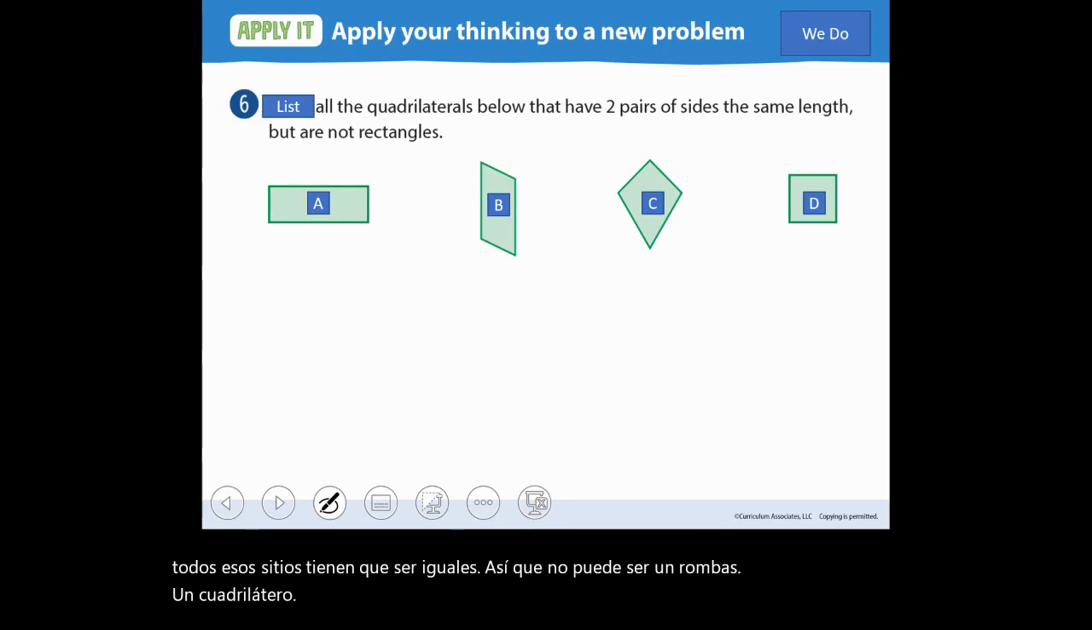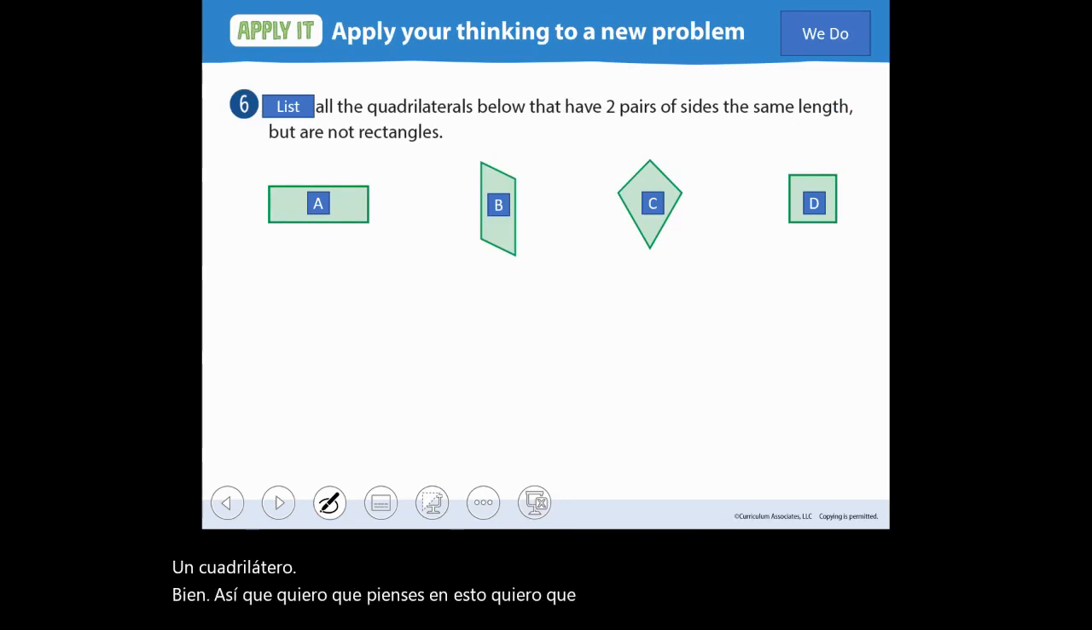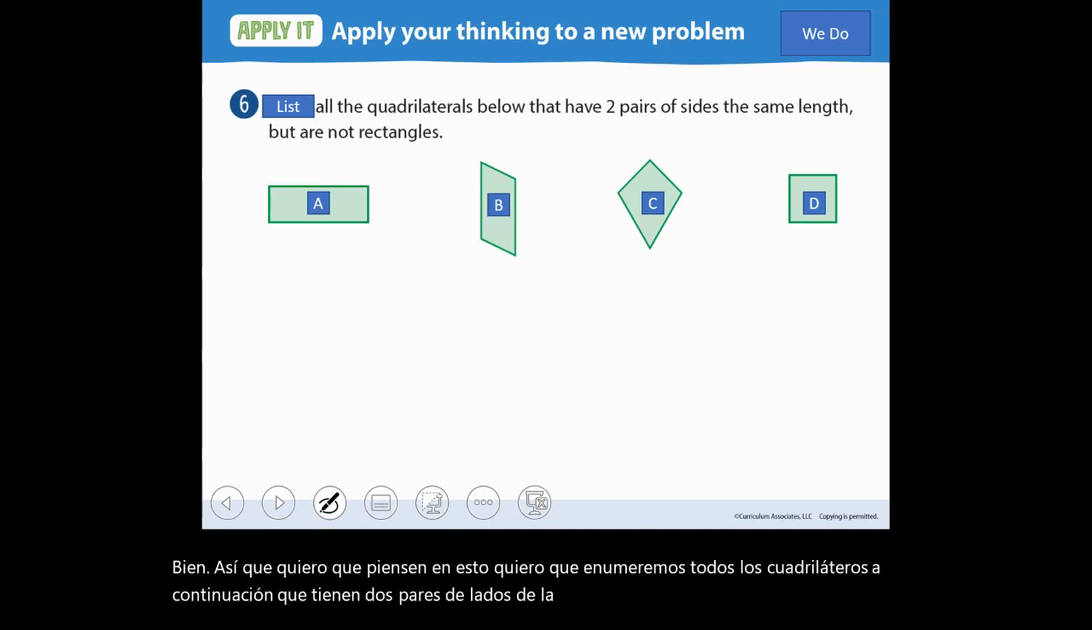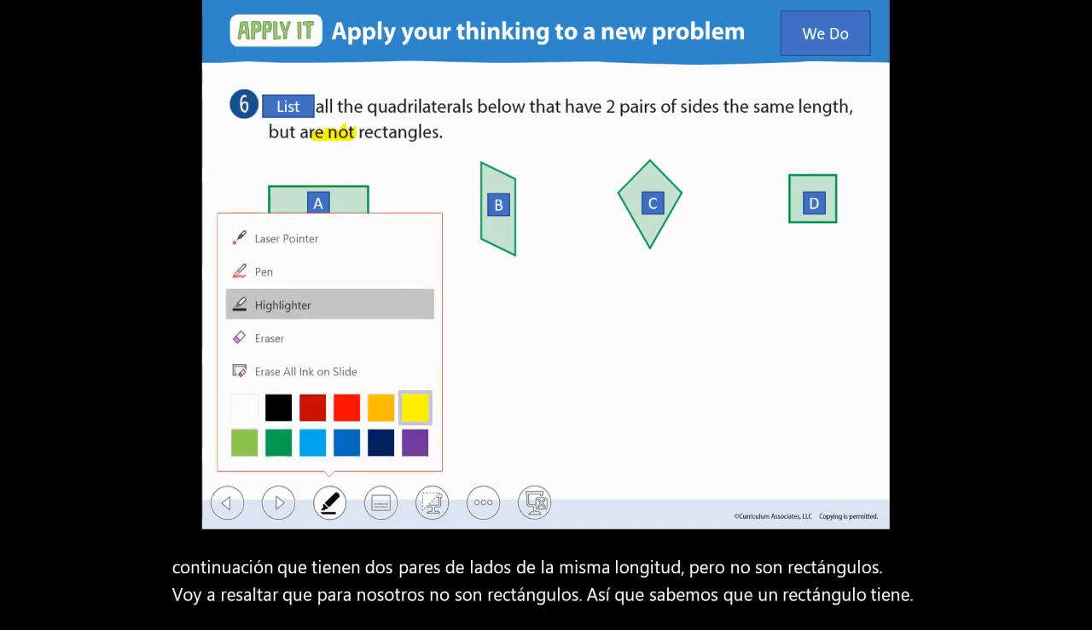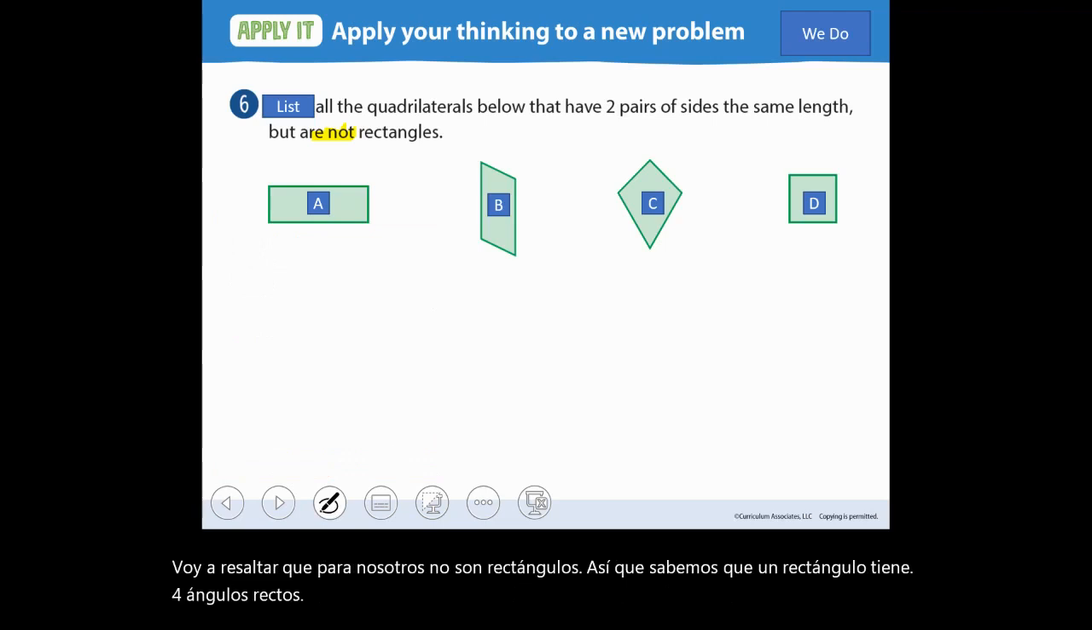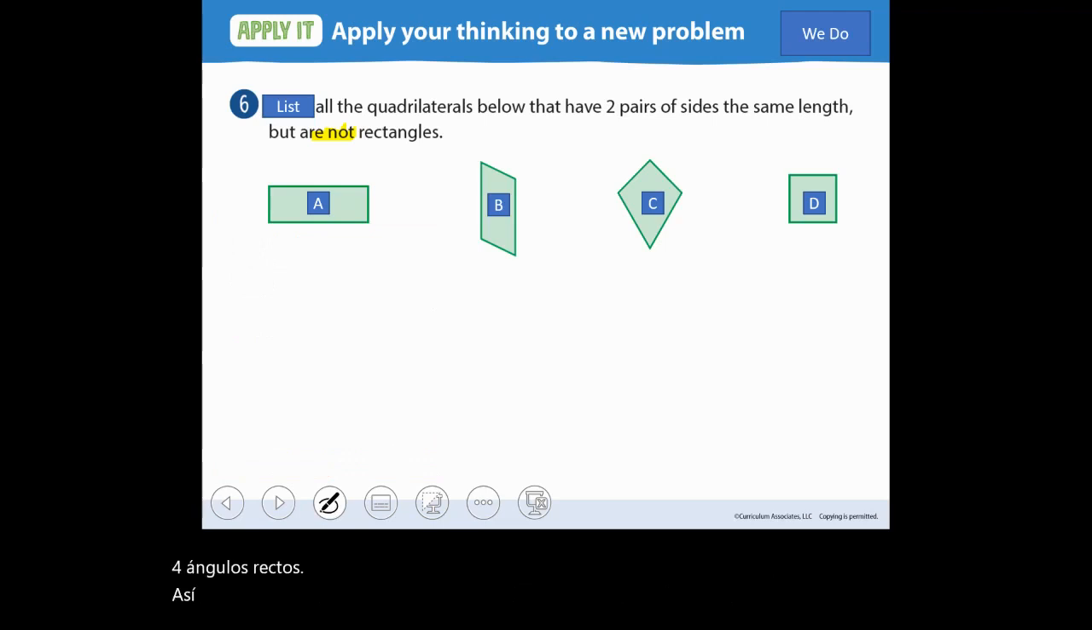All right, so I want you to think about this. I want us to list all the quadrilaterals below that have two pairs of sides the same length, but are not rectangles. I'm going to highlight that for us. They are not rectangles. So we know a rectangle has 4 right angles. So we want equal sides, but not a rectangle. So this one is a rectangle. So this one doesn't work for us.